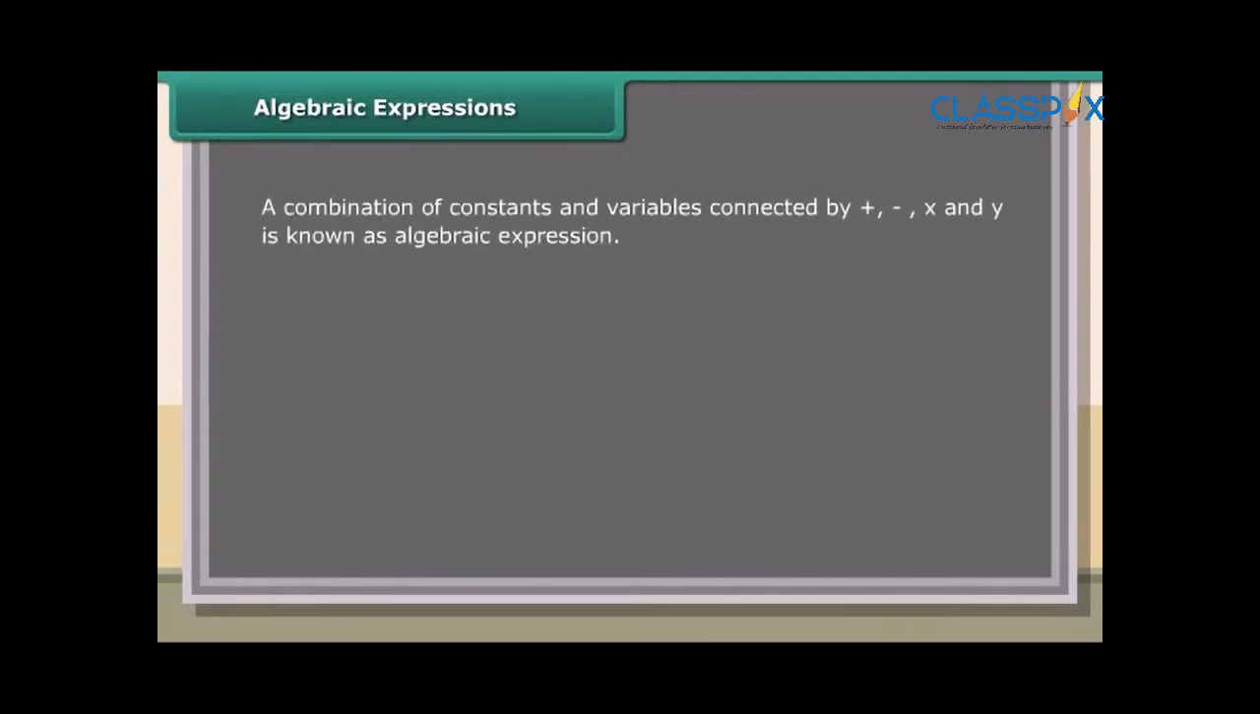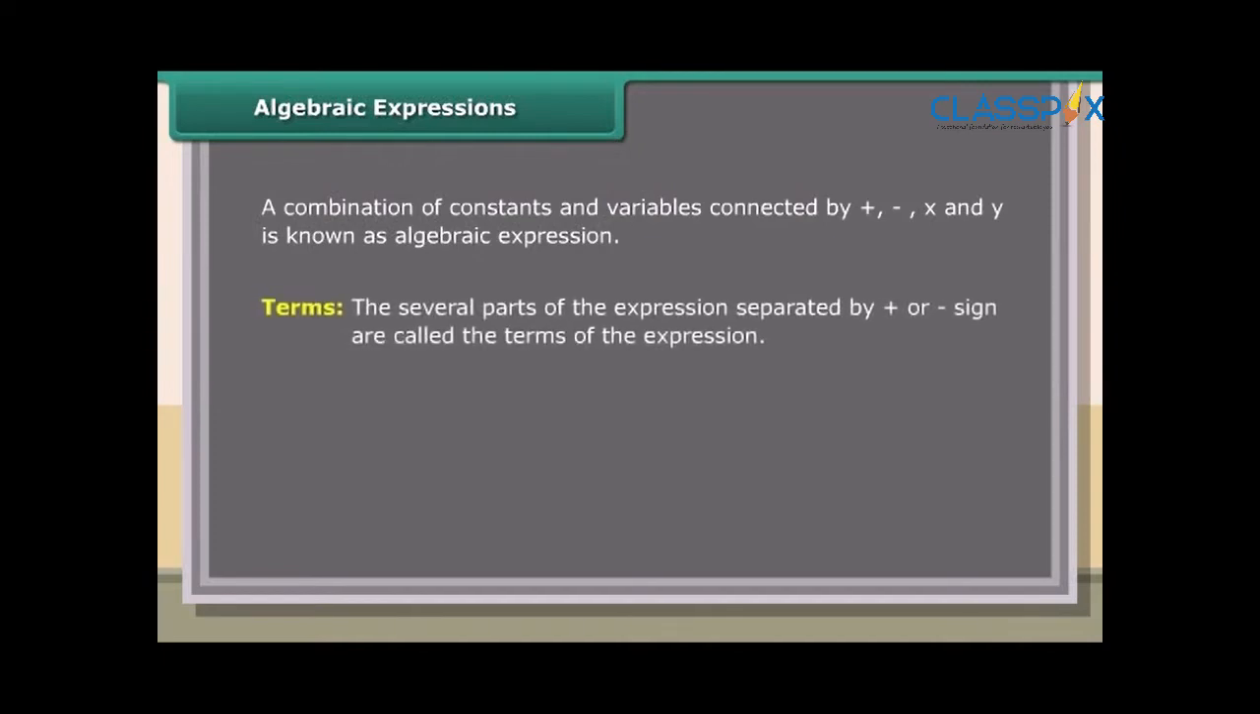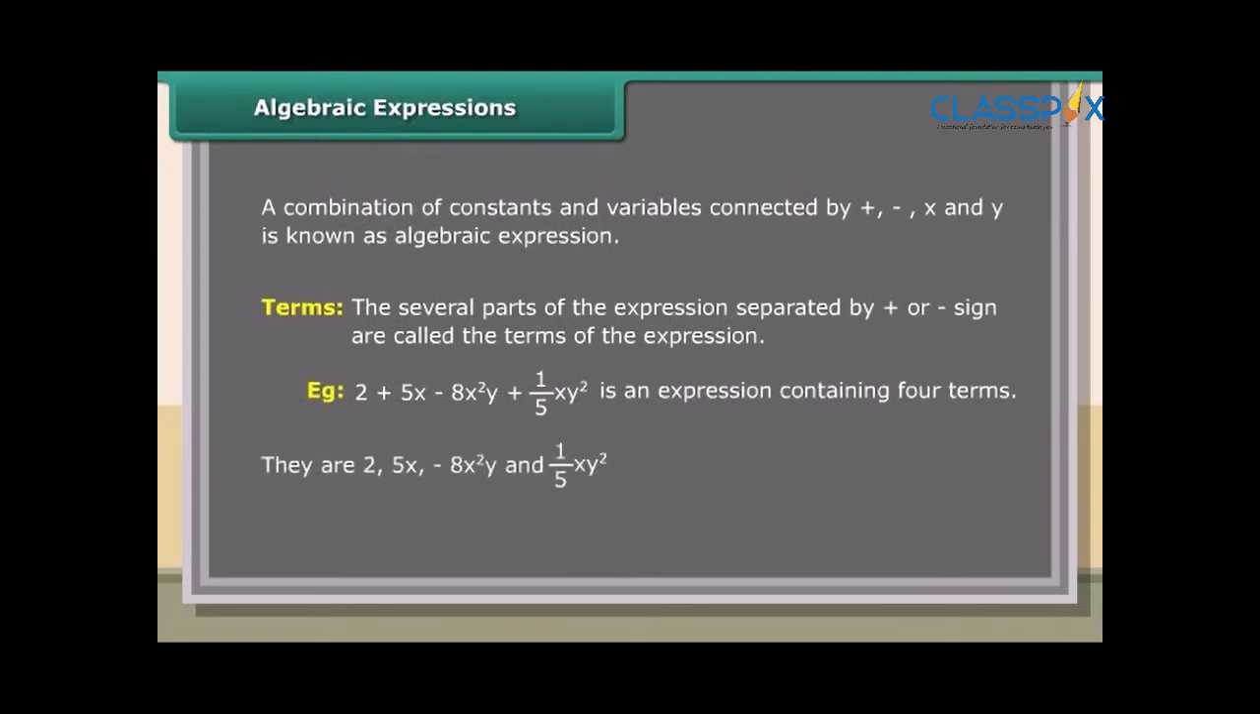Algebraic expressions. A combination of constants and variables connected by plus, minus, multiplication and division is known as an algebraic expression. Terms. The several parts of the expression separated by plus or minus sign are called the terms of the expression. Example, 2 plus 5x minus 8x square y plus 1 upon 5xy square is an expression containing 4 terms. They are 2, 5x, minus 8x square y and 1 upon 5xy square.